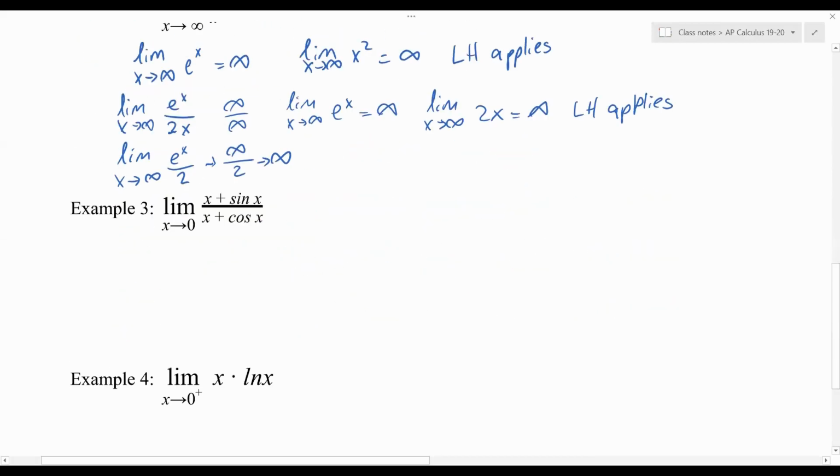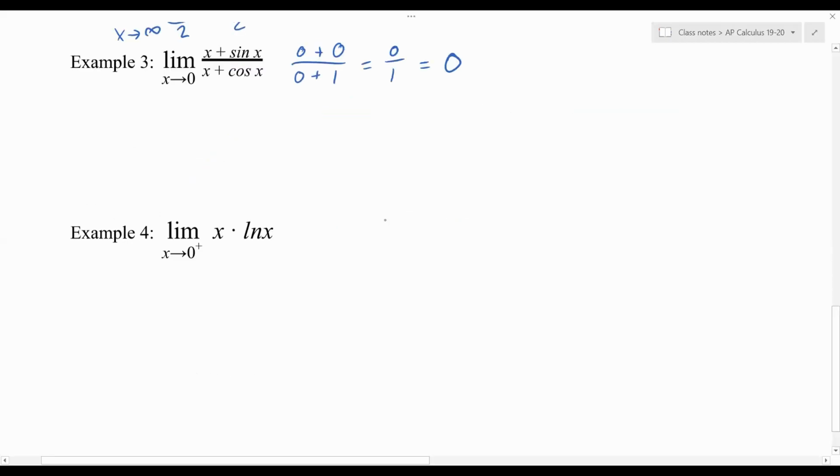Let's do another example. Remember, always try to plug in first. If we plug in 0 here, sine of 0 is 0, over 0 plus cosine of 0, which is 1. So we get 0 over 1. What is that? That's not an indeterminate form. That's just 0. L'Hopital's rule does not apply here. In fact, if you did apply L'Hopital's rule, you would get the wrong answer. So make sure you're always substituting first.